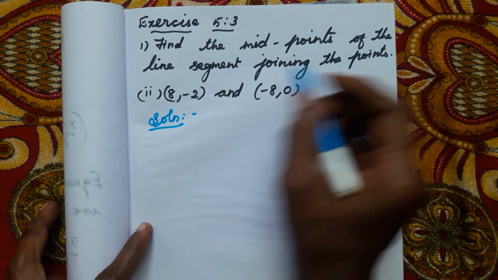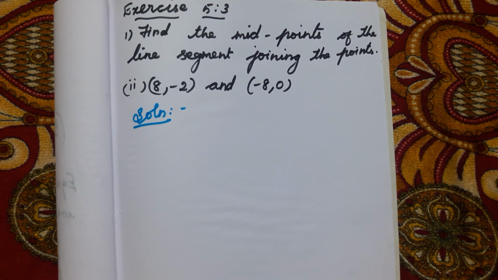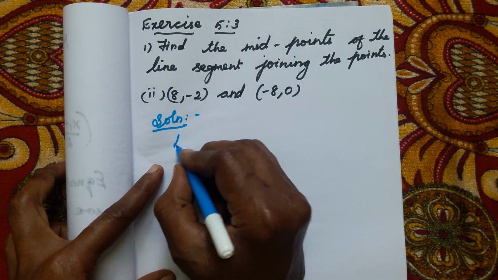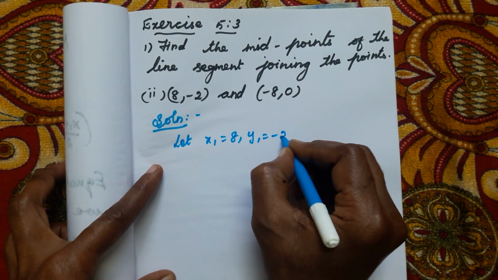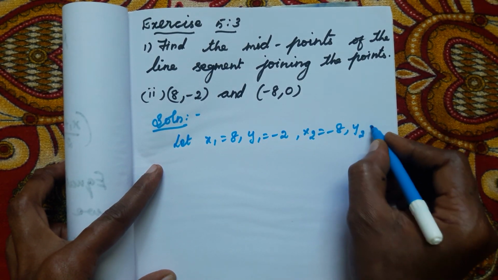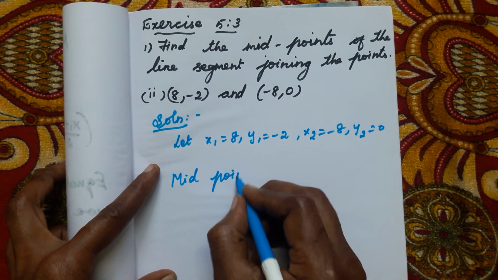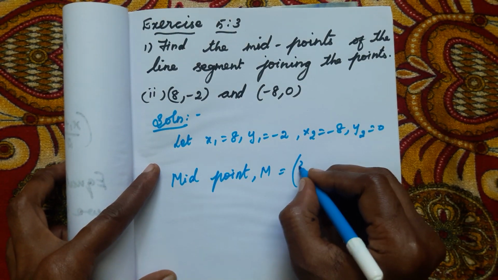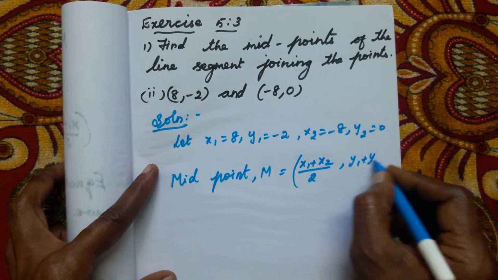Find the midpoint of the line segment joining the points 8 comma minus 2 and minus 8 comma 0. Listen here. Here we can take let x1 is equal to 8, y1 is equal to minus 2. Next x2 is equal to minus 8, y2 is equal to 0. Here midpoint formula, midpoint. What's the notation? M. M is equal to, what's the formula? Yeah, x1 plus x2 by 2, comma, y1 plus y2 by 2.